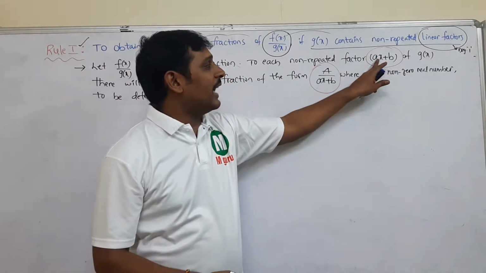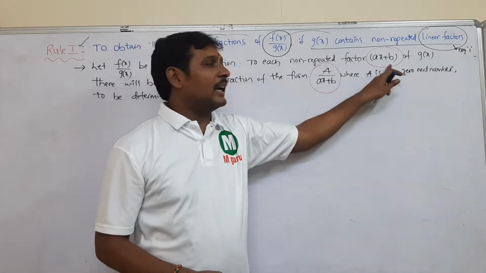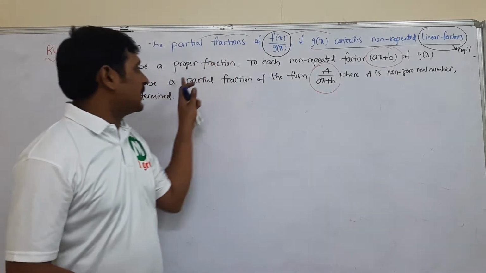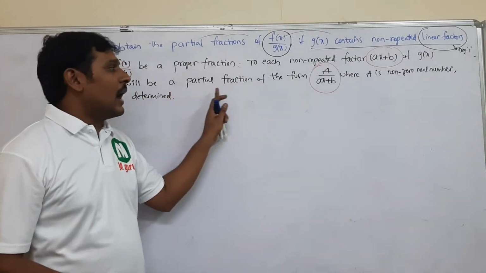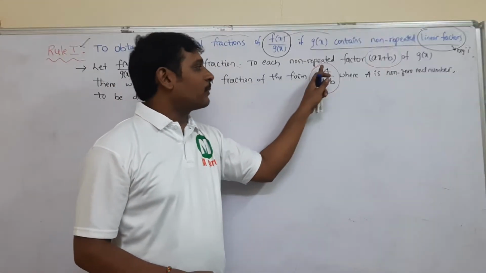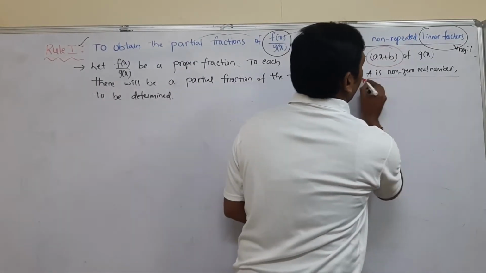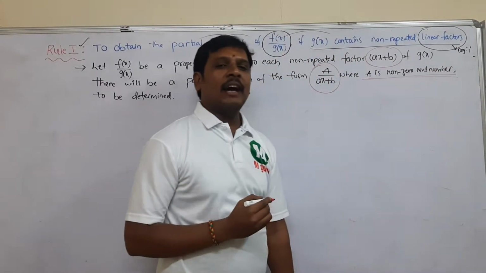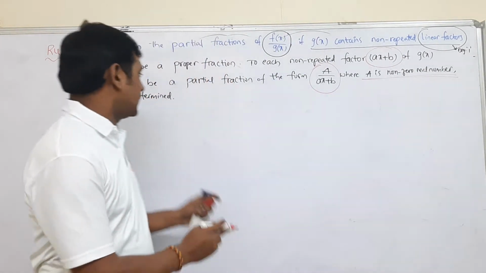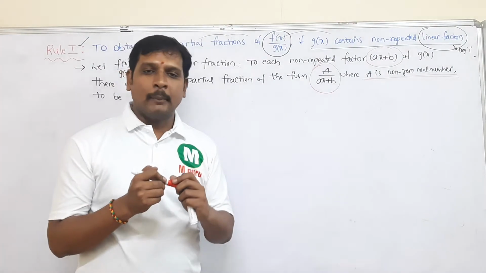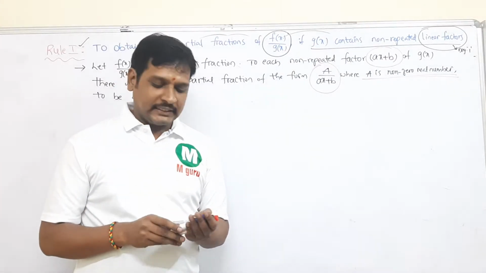So whenever we have a non-repeated linear factor ax plus b, then we need to consider a partial fraction of the form A by ax plus b, where A is nothing but a non-zero real number which needs to be determined. So this is rule number 1. We will see it with an example.